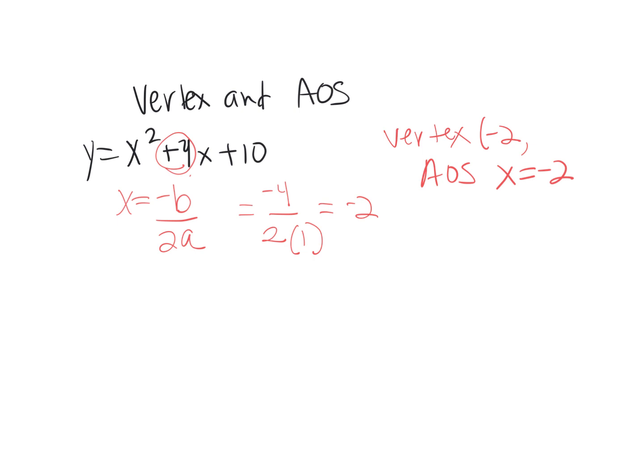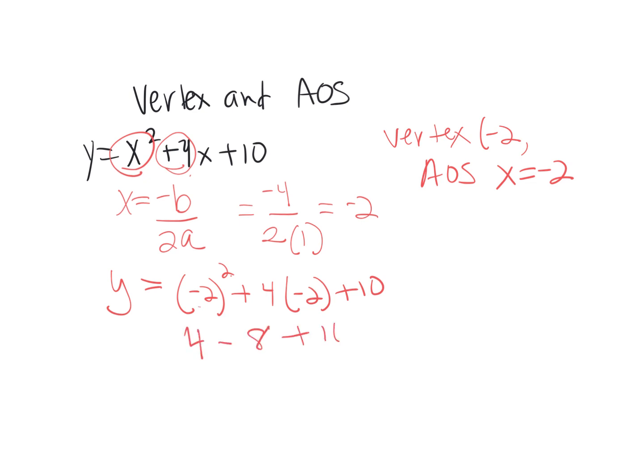Now I'm going to go back into my original equation, and every place that I see an x, I'm going to substitute in negative 2. And then I'm just going to calculate the y-coordinate of my vertex. So let's see, this would be a negative 2 squared, positive 4, minus 8, plus 10. Or you can just put this on your calculator if you prefer. The y-coordinate is going to be 6.